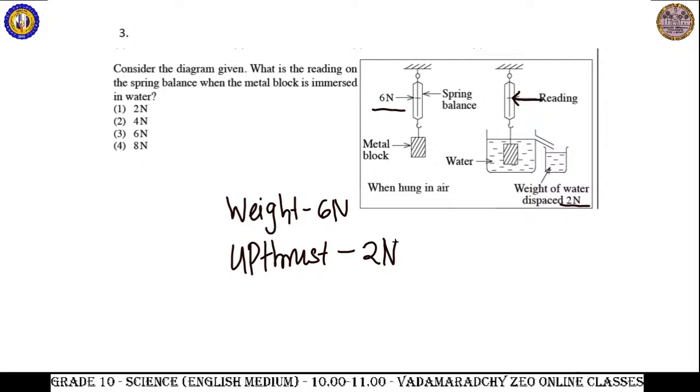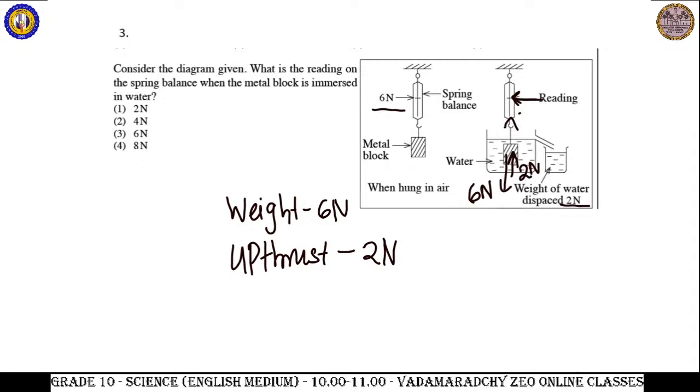Due to the Archimedes principle, the upthrust is equal to the weight of displaced water. So that is 2 Newton. Now we can find the apparent weight. Apparent weight is the real weight minus upthrust. Here the weight is 6 Newton, and the upward force is 2 Newton.